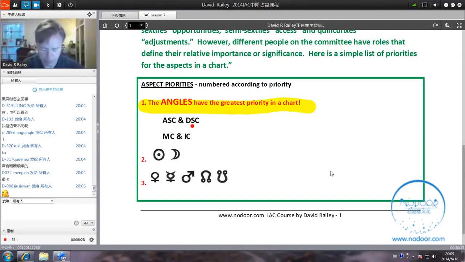So these aspects to angles, number 1 priority in the chart.